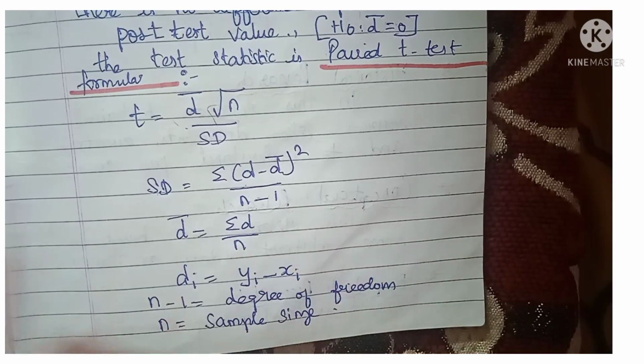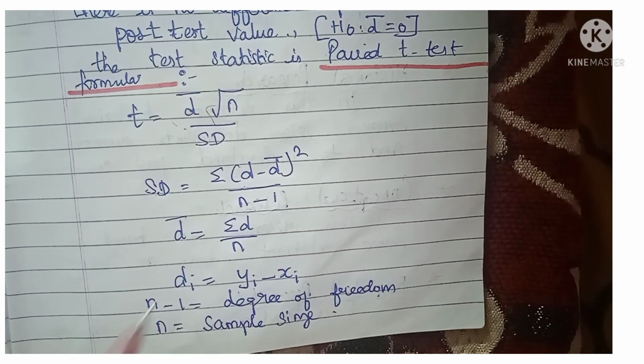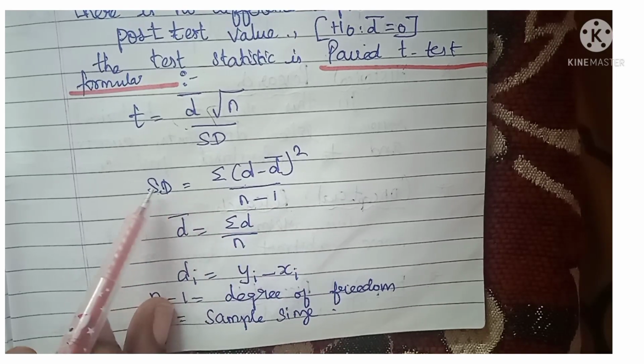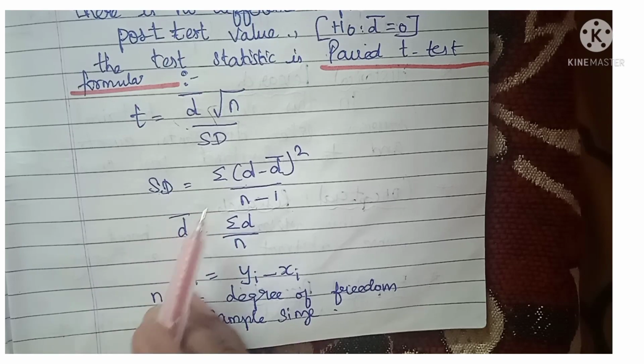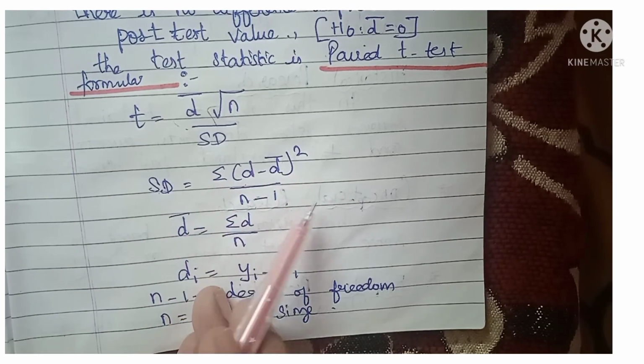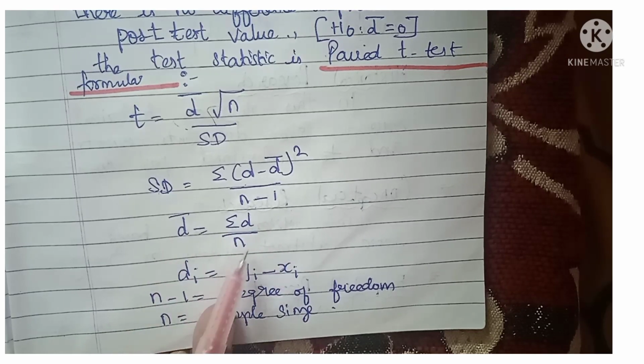Already we have posted videos with regard to standard deviation for sample mean and population mean. Since the sample size is less than 30, we are using n minus 1. So what is the formula for standard deviation? It is equal to the square root of summation of d minus d bar whole square divided by n minus 1. So d bar is equal to sigma d divided by n.